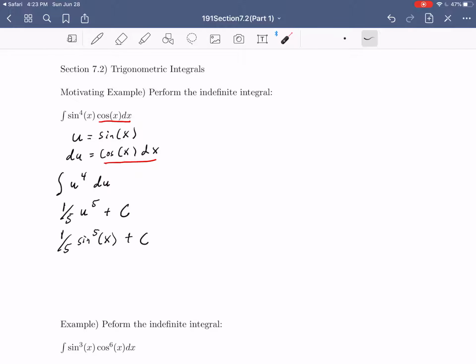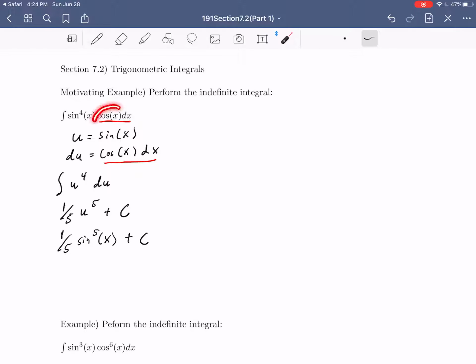Okay, so this tells us a general strategy when we see products of sines and cosines. If we can get a single sine or cosine, then we know that that's the derivative of the other trigonometric function. Sine is the derivative of cosine, except it's got a negative value, and cosine is the derivative of sine.